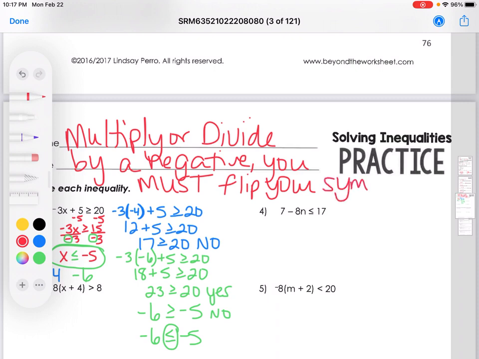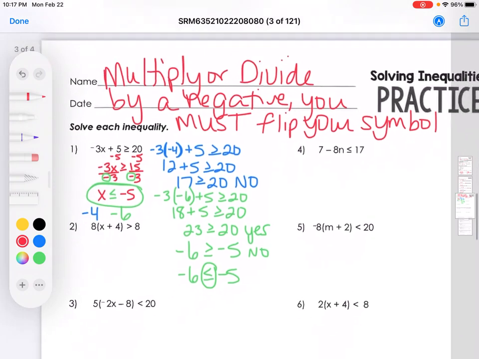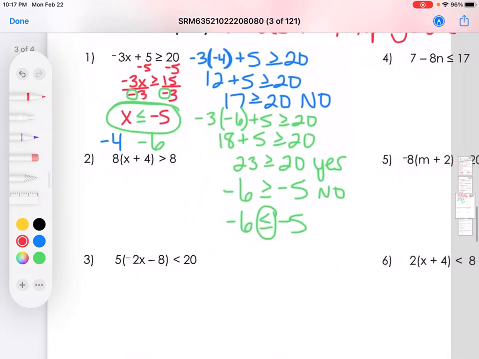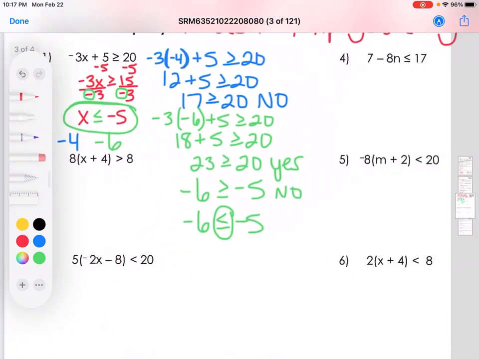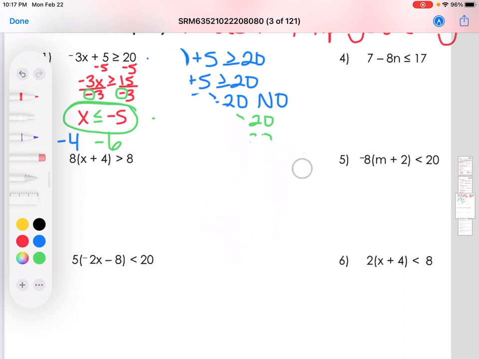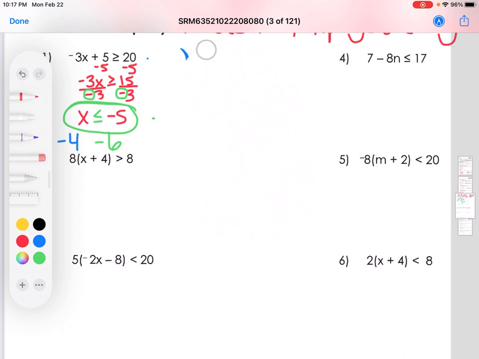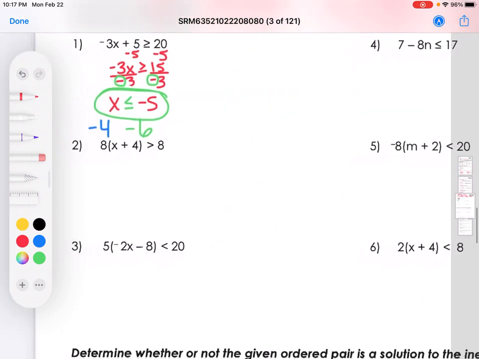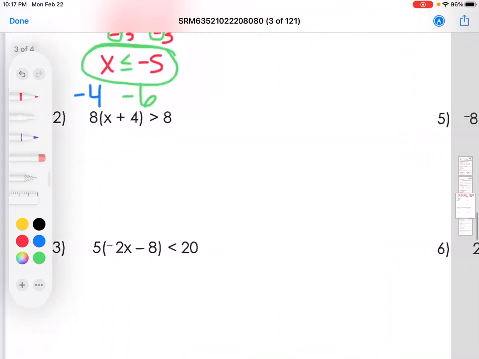And your symbol. Okay, so moving on to number 2. I'm going to get this out of our way. So we have 8 times x plus 4 is greater than 8.